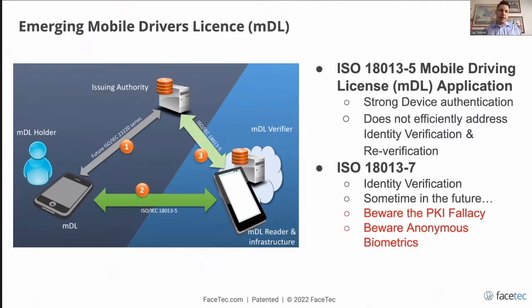So, I kind of slammed these guys, AAMVA and the ISO group last time around. And the reality is that ISO 18013-5 is very well designed for what it's designed to do, but it doesn't go far enough. And presumably someday down the road, we'll have ISO 18013-7, which I believe is the part that's going to tackle identity verification, but who knows? And there's a lot of things that could go wrong with that.